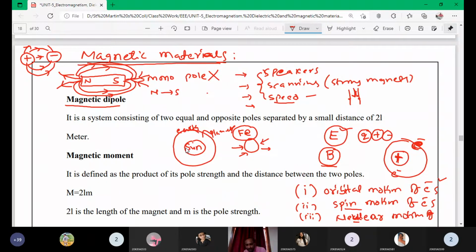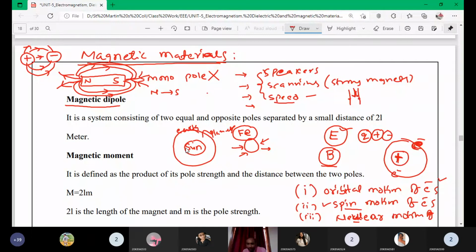But among all this, because of the spin, we have a higher magnetic field. This spin mostly influences the magnetic field compared to the orbital and nuclear motion. Okay, these are the origins of the magnetic field.